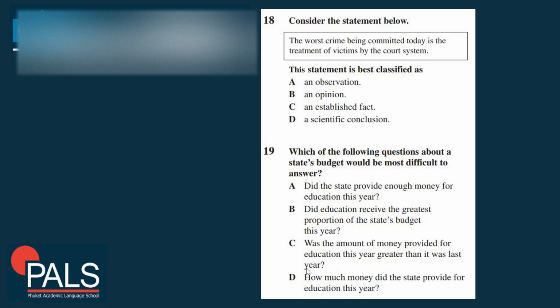B. Did education receive the greatest proportion of the state's budget? We could measure this with facts. It would be simple to see if they spent the most dollar amount on education out of all expenditures. C. Was the amount provided greater than last year? This, again, we can establish with two facts. How much was spent last year? How much was spent this year? If it's more, we'd know. D. How much money did the state provide for education this year? That would be the simplest fact yet.